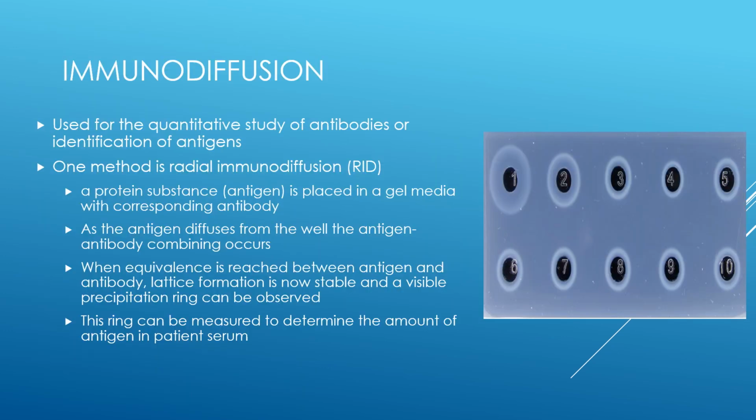One type of immunodiffusion method is called RID, radial immunodiffusion, and it's used to quantify antibodies or other things made out of proteins. Here we have a protein substance such as antigen that is placed inside a gel media with a corresponding antibody. As the antigen starts to diffuse from the well, the antigen-antibody combining starts to occur, where you start to see precipitate. When equivalence between antigen and antibody binding has occurred, you will see a precipitation ring that can be observed. That ring can be measured and compared to a package insert, and we can actually tell how much of that protein is present in the patient's serum based on the diameter of that precipitate. Now, RID can be used to measure all kinds of proteins, including antibody levels, complement, CRP, and other substances made out of proteins.